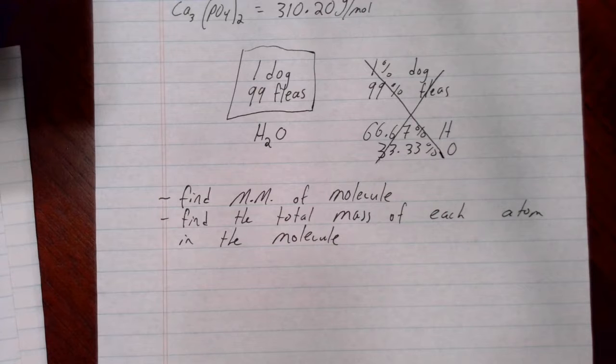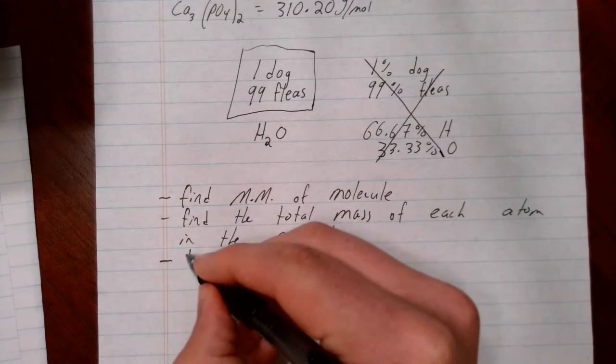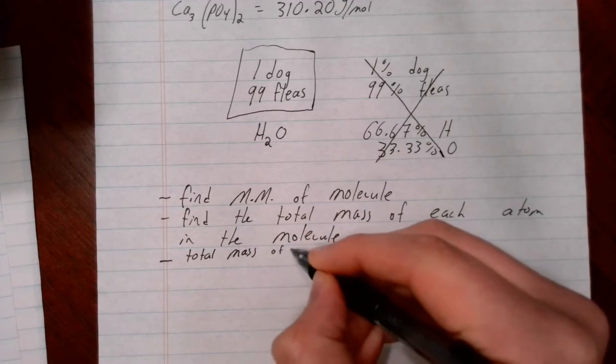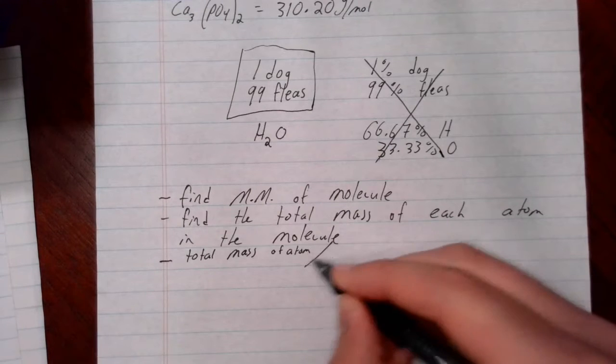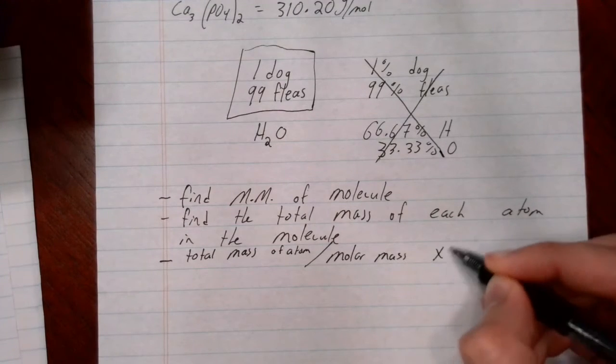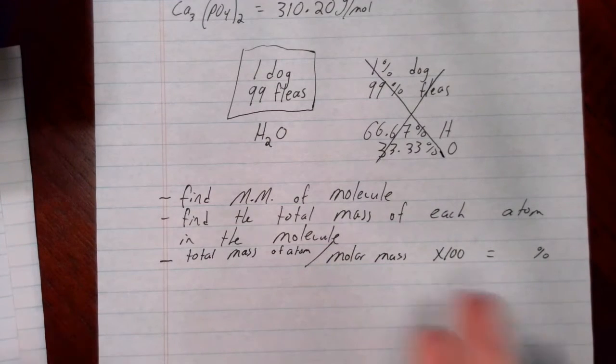Okay, so let's go ahead. I'm sorry, I didn't finish the steps. Then you have total mass of atom divided by molar mass times 100 equals the percent of whatever the total mass of the atom was. Okay, so let's look at what that might look like in a few examples.